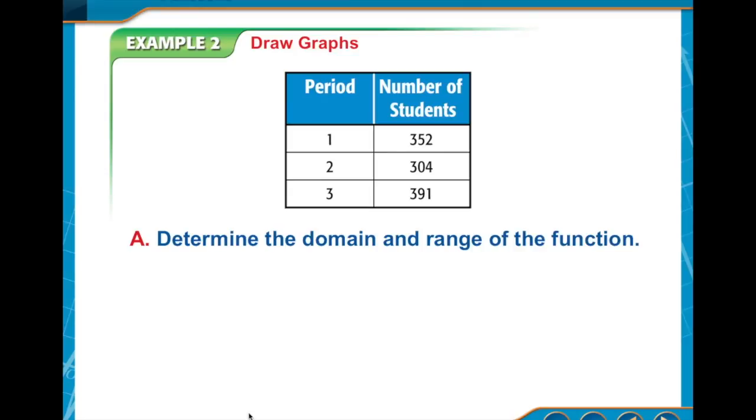2a, looking at this table, we've got 3 different pairs. We want to say, what is the domain and what is the range of this function? Just to practice our vocabulary skills, domain tells us we're talking about x values. Range tells us we're talking about y values. If I was going to list the domain, I know that it's all the x values, which for this one, the periods are x's, the number of students are y's, those come second. So our periods are 1, 2, and 3.